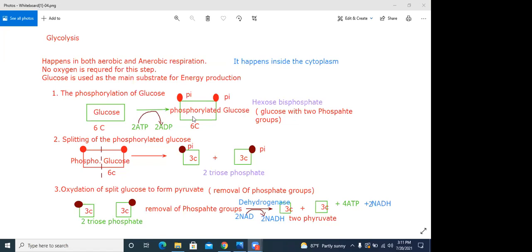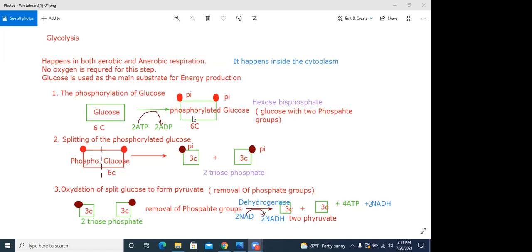Now we have to convert this hexose bisphosphate, which has 6 carbons, into 2 three-carbon molecules, which are called triose phosphate. But nothing happened to the phosphate groups. The phosphate groups are there. Bisphosphate is converted to what? 2 triose phosphate.